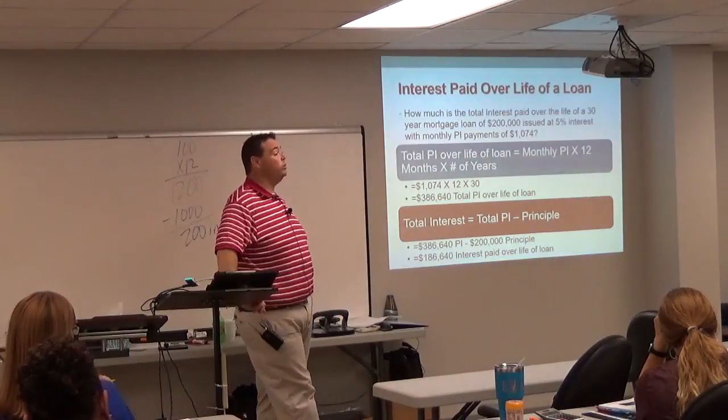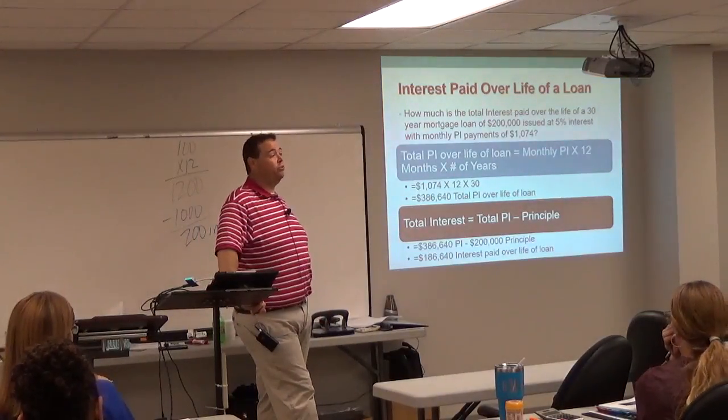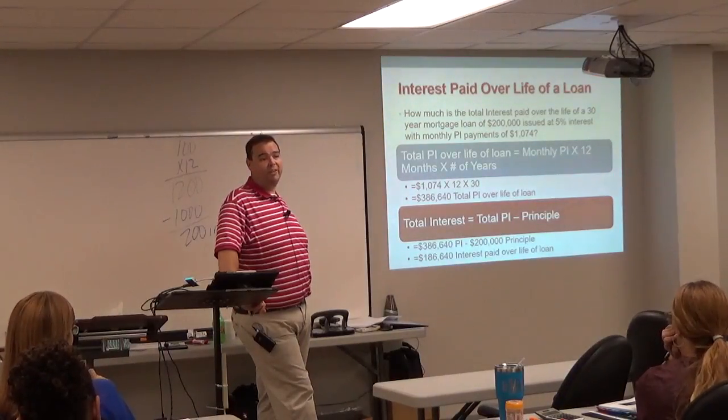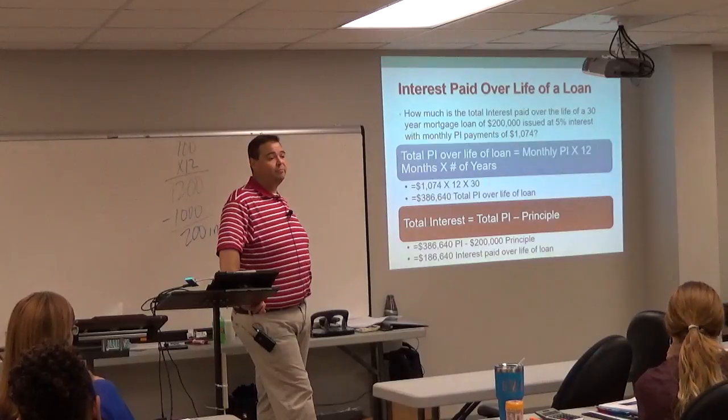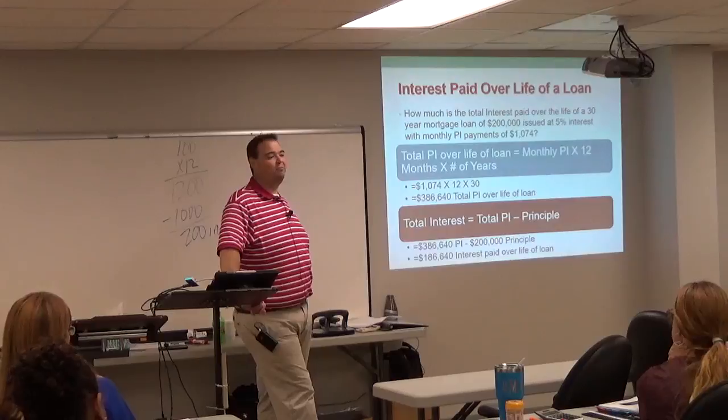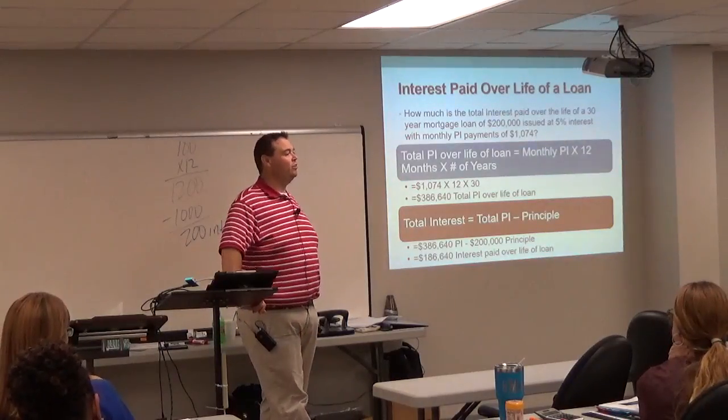$186,640. And by the way, that's a real number. At 5% interest on a $200,000 loan, that's how much interest would be paid over the life of that 30-year mortgage. Almost doubles the principal amount of the loan. Isn't that crazy? At 5% interest, you end up paying almost double back.